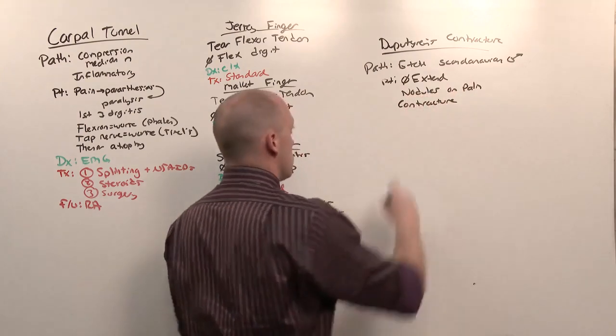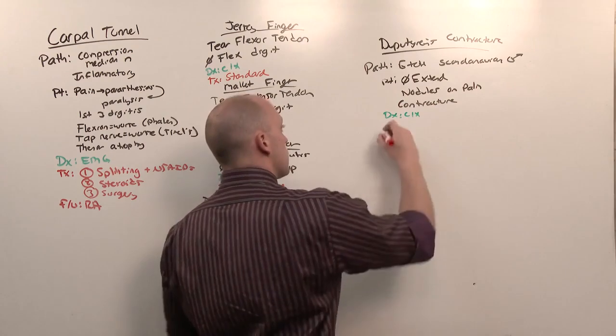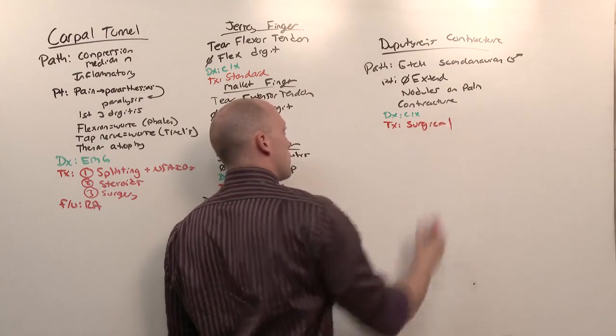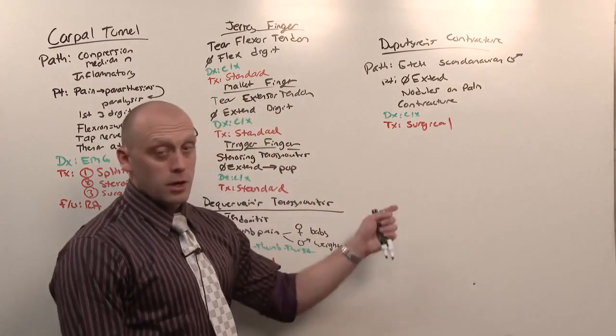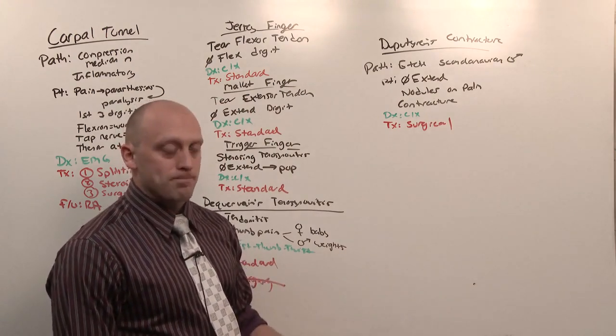The diagnosis is clinical. And having released the fascia, the hand goes back to normal. So surgical release works here. Here, NSAIDs aren't going to do anything because it's a fascial disease, not an inflammatory one.